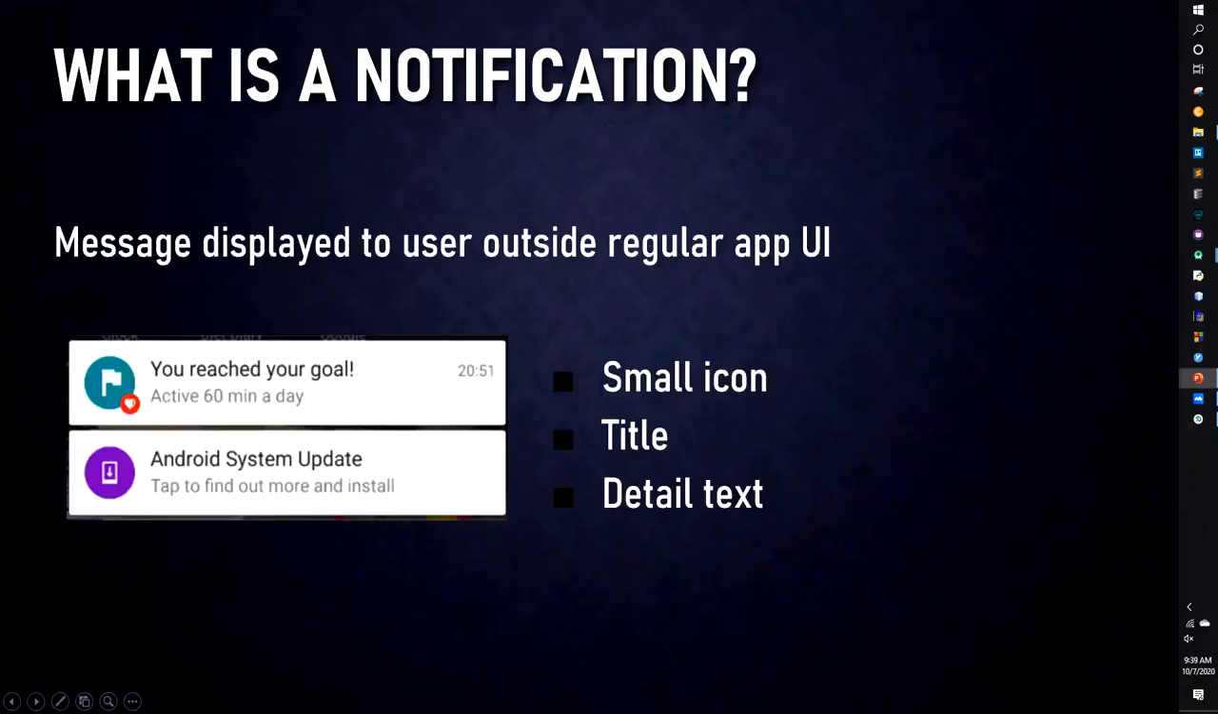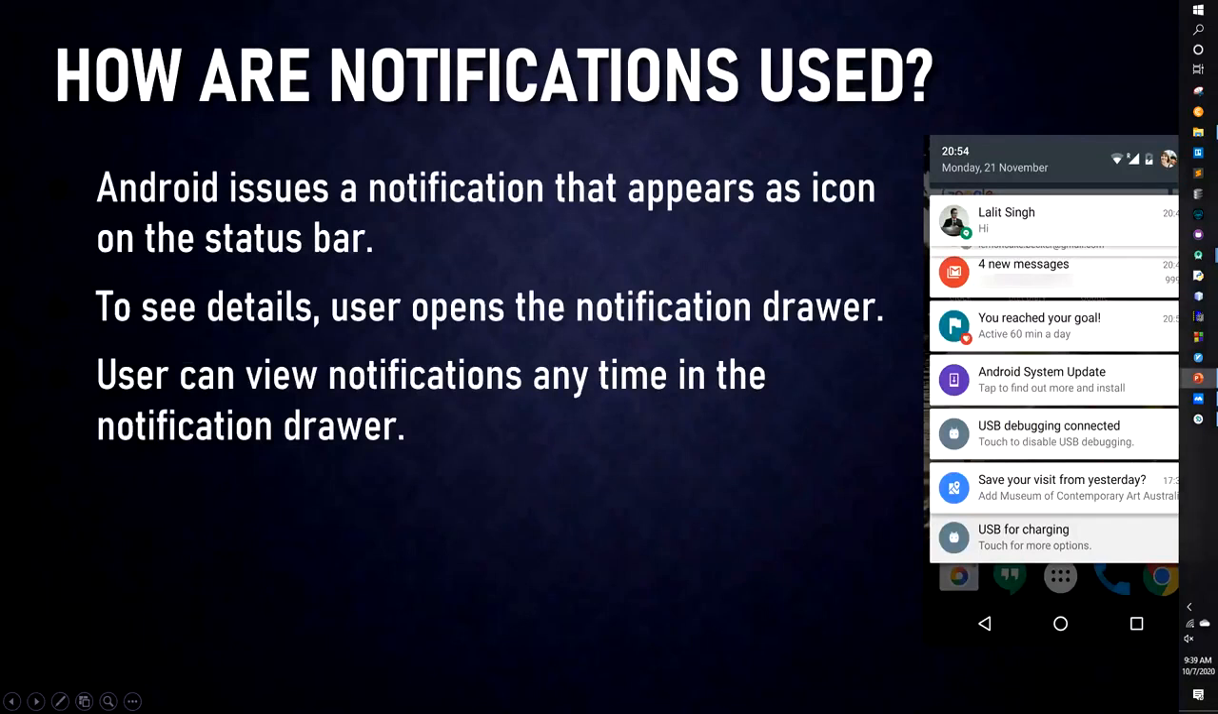So notifications are where a message is displayed to the user outside the regular app UI, at the top of your app bar, where it comes up with a small icon, the title for that specific notification, and the detail text. So this is the notification as it appears in our app. Notification by itself is a system notification, right? So it's the system API, and we just use that API to create our notification.